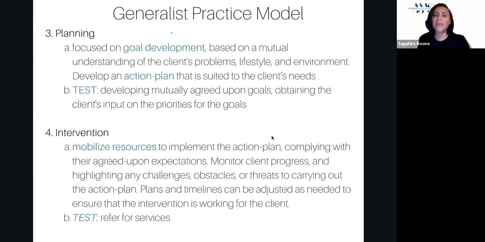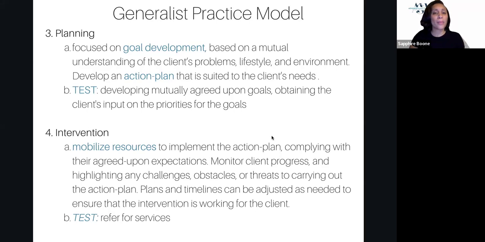And planning, some of the buzzwords that you may see with planning are goals, objectives. You may see words like priorities, right? Helping the client prioritize is planning. And it's a step before you intervene. We always want to check in with our clients to make sure that it is mutually agreed upon.